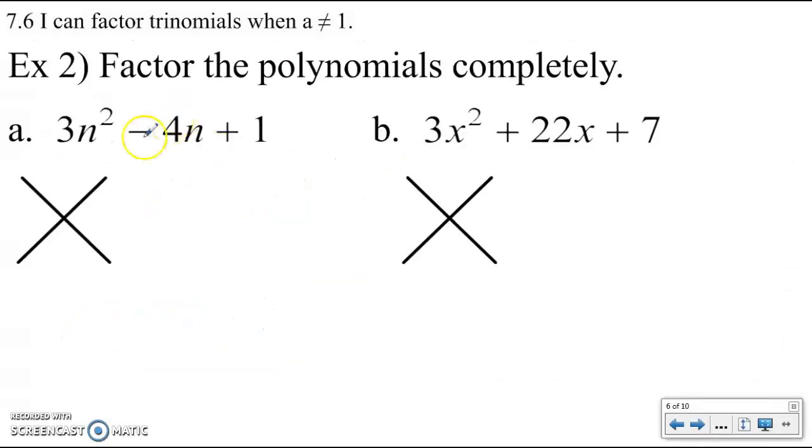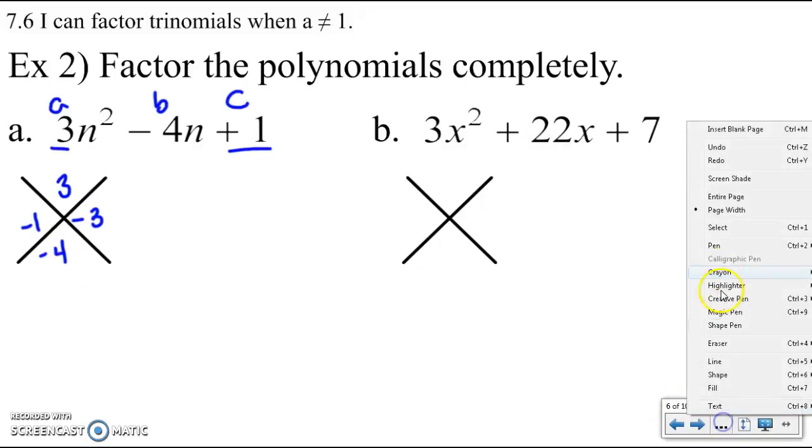Okay, so next one. AC split. 3 times 1 on the top is 3. B on the bottom is negative 4. So I have negative 4 down there. So the only 2 numbers that multiply to give me 3 are 1 and 3. And then because that's a negative on the bottom, those are both negative.